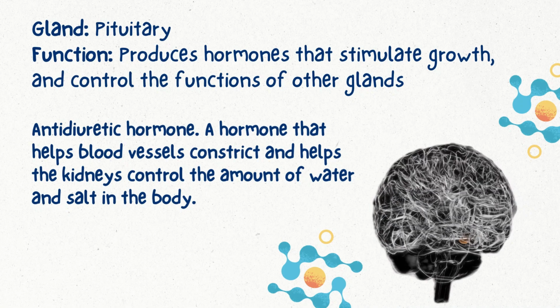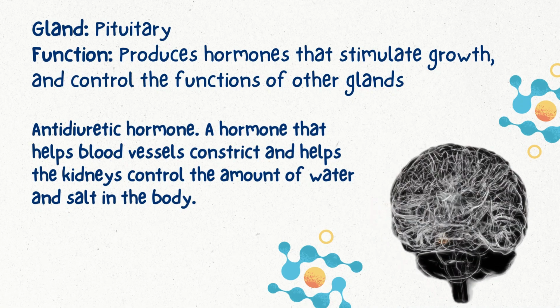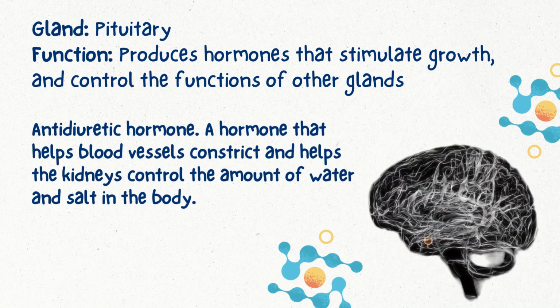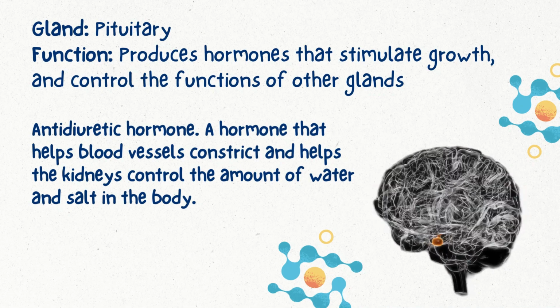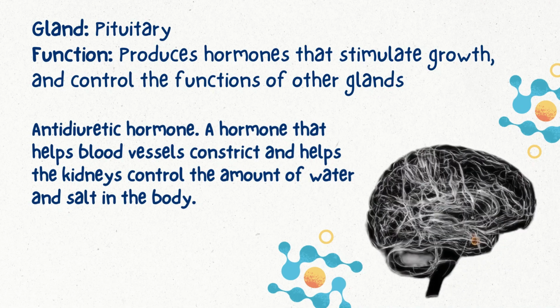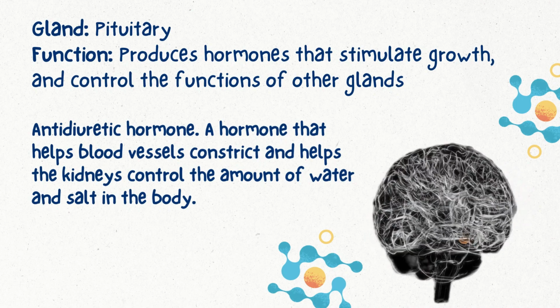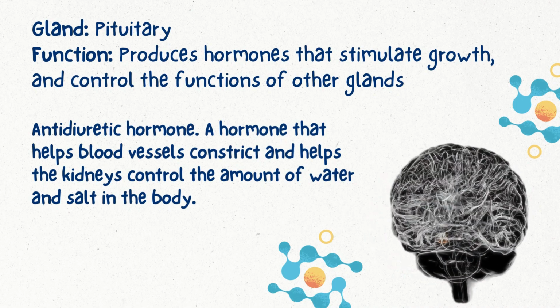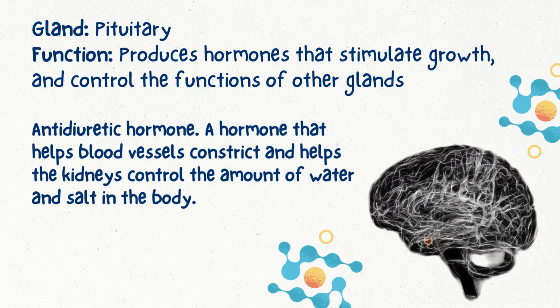Next hormone is the antidiuretic hormone. This is a hormone that helps blood vessels constrict and helps the kidneys control the amount of water and salt in the body. Therefore, it helps to control the blood pressure and the amount of urine that is made.